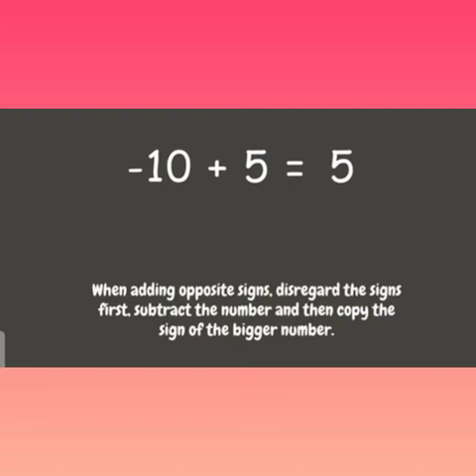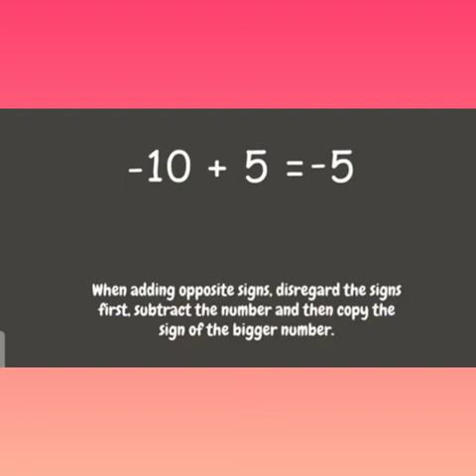And then after that, let us copy the sign of the bigger number. When we are looking for the bigger number, we will also disregard or ignore the signs. So we have here 10 and 5, and we know that the bigger number is 10. Since 10 has a negative sign, our answer will also be negative. It means that negative 10 plus positive 5 equals negative 5.